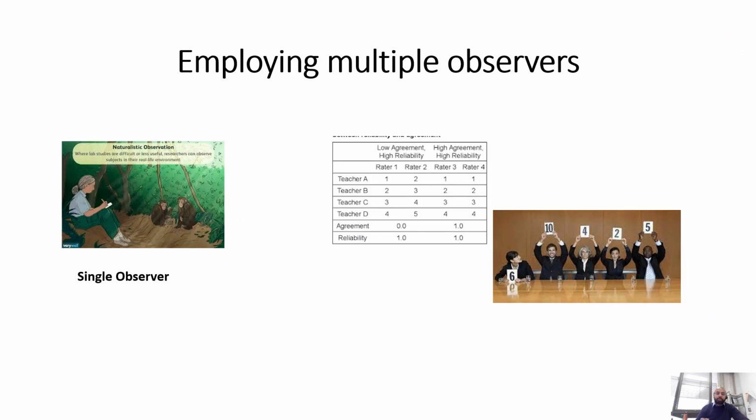Then you may have multiple observers as well. So instead of having a single observer, for example, you are trying to observe the behavior of wild animals in wildlife settings or in enclosed spaces, then you observing the behavior yourself is less reliable than having multiple raters.